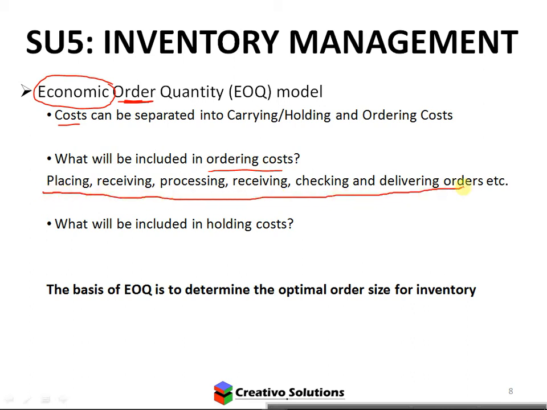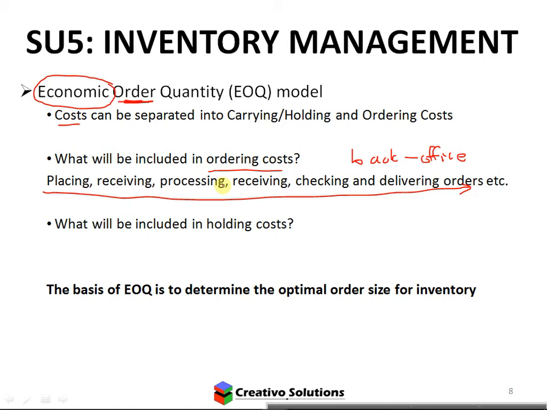Think about the process, the behind the scenes, the back office. Someone is going to have to check the stock, count the stock, process the stock, receive the stock. All of that would be part of the ordering costs, the cost of placing an order. What will be included in the holding costs?